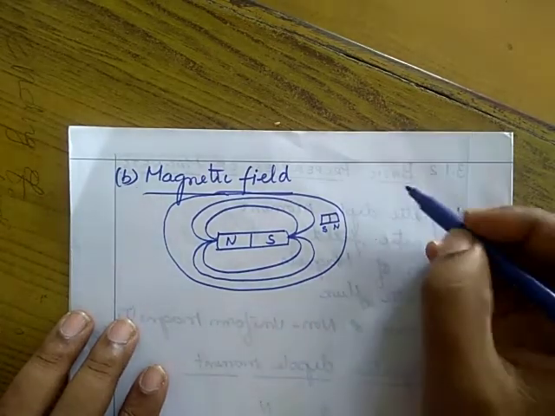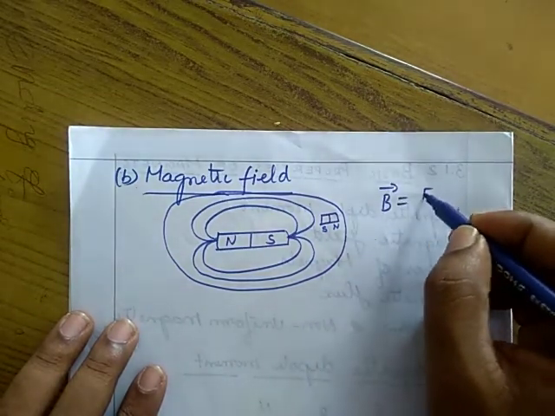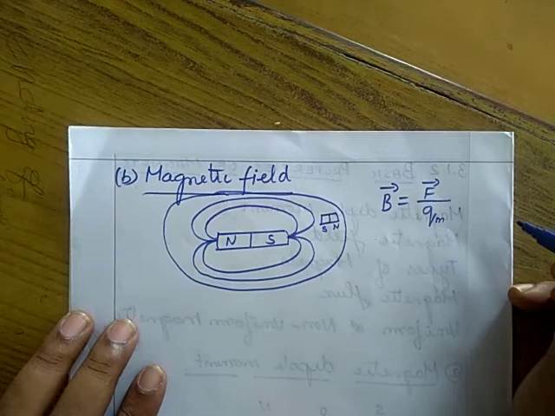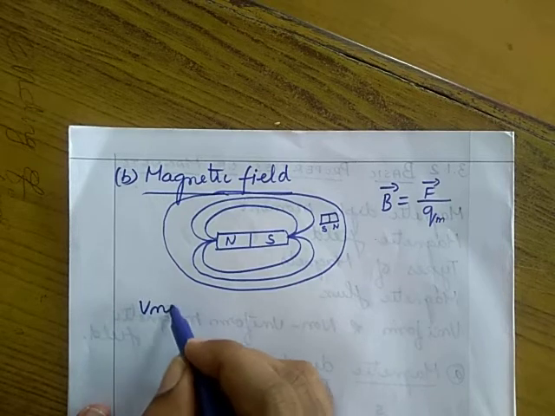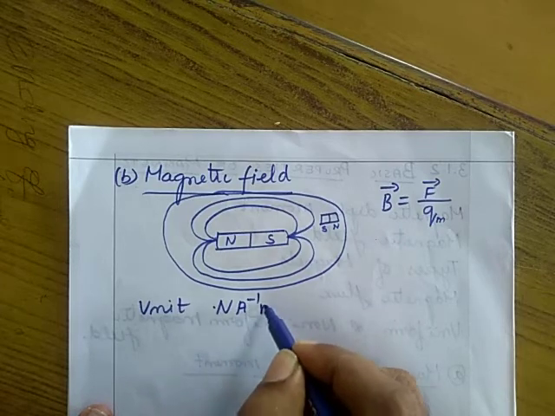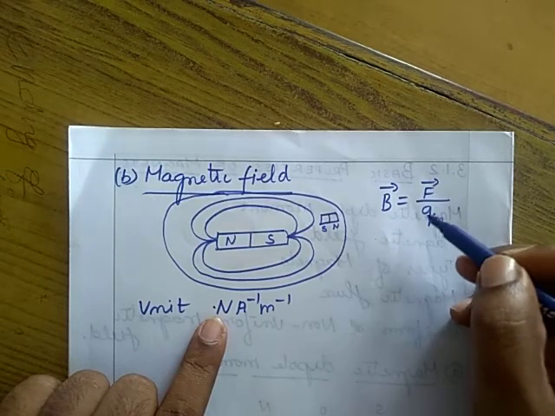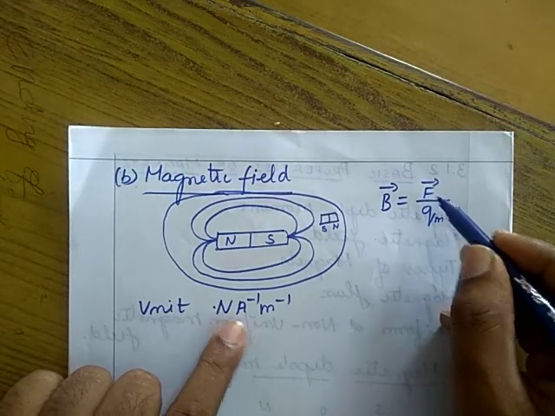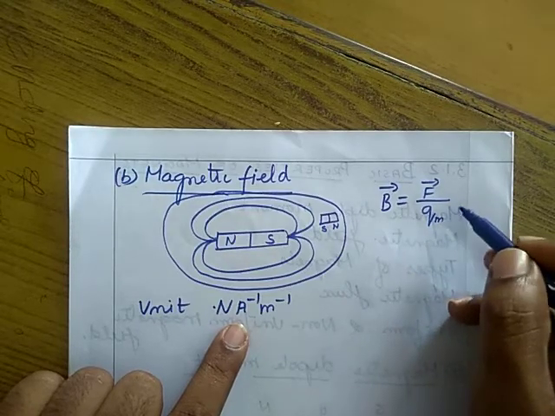This can be written in equation form. Then magnetic field vector is equal to the force experienced by a unit pole strength of a bar magnet. Then the unit of magnetic field we can write as Newton ampere power minus 1 meter power minus 1, because it is a force experienced by the test pole. Listen, the unit of force is Newton, then the unit of pole strength is ampere meter, then this ampere meter became ampere inverse meter inverse.